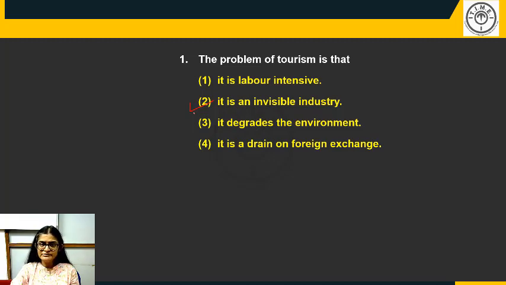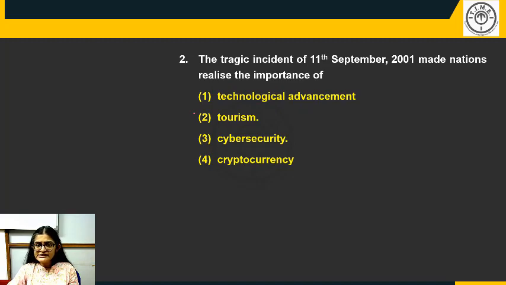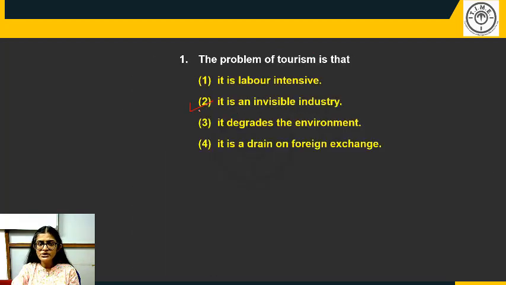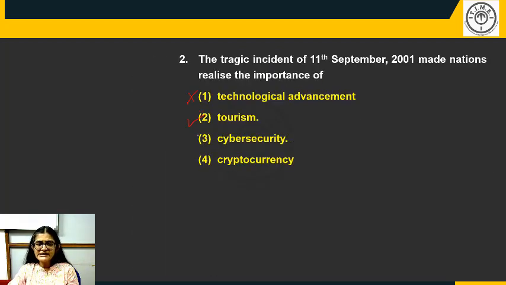Okay, direct question. The tragic incident of 11th September 2001 made nations realize the importance of. So again a direct question. Let us look at the options. Technological advancement, is it mentioned in this passage? No. Tourism, yes, that is what the passage says, right? Here, the tragic incidents drove home the fact that the economy of most nations is tied to travel and tourism. So, tourism is the answer. Cyber security not mentioned. Cryptocurrency not mentioned. The answer is tourism. Okay.